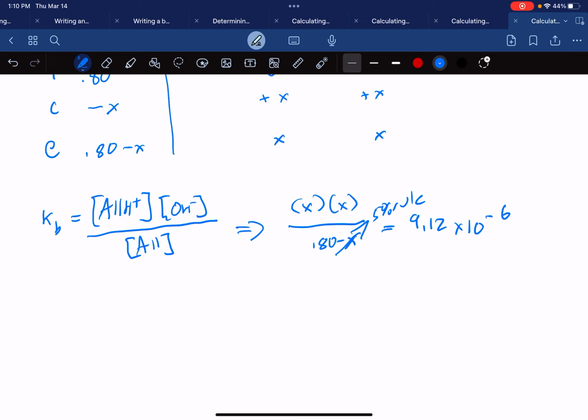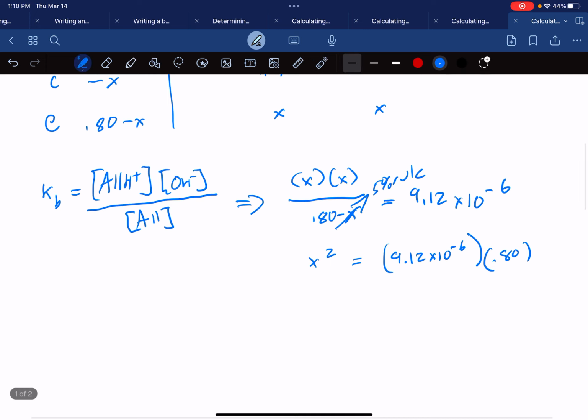So you can gather your terms if you'd like. x squared is going to be equal to 9.12 times 10 to the negative 6, and that's all going to be multiplied by our 0.80, which, by getting rid of this x right here, we avoided having to use a complex polynomial or do a quadratic equation. Now, through the magic of having done this already, I can take the square root of both sides and I end up with an x value equal to 0.002701. Now, it is really important in all these problems that when we define what our x is equal to, we also say that it's equal to our OH minus concentration.